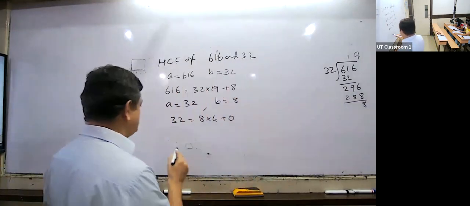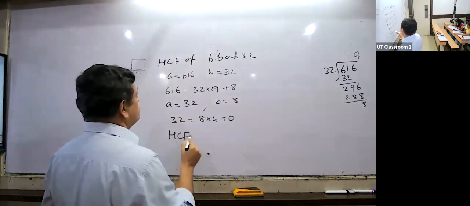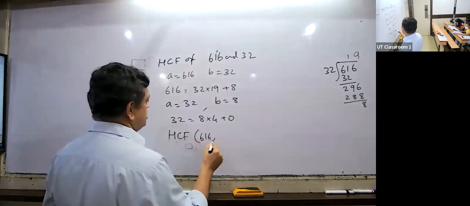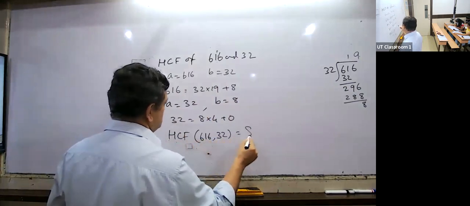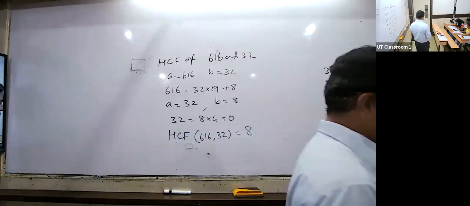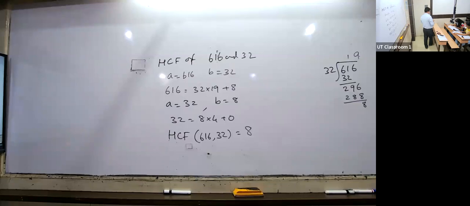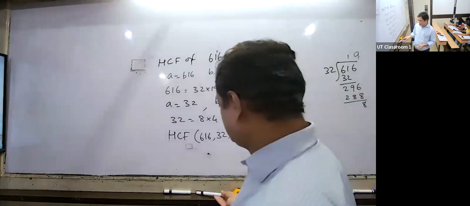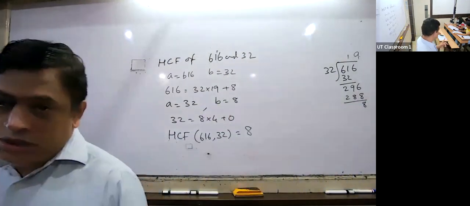Therefore, HCF of 616 and 32 is equal to how much? 8. Therefore, the maximum number of columns is equal to 8. See, every question I have to do over, because I thought everyone would do it. Still, you people are making a mistake. Practice the questions I am telling you.